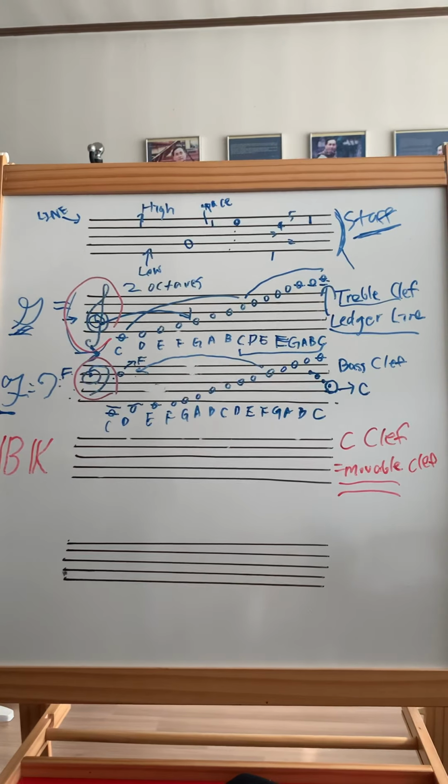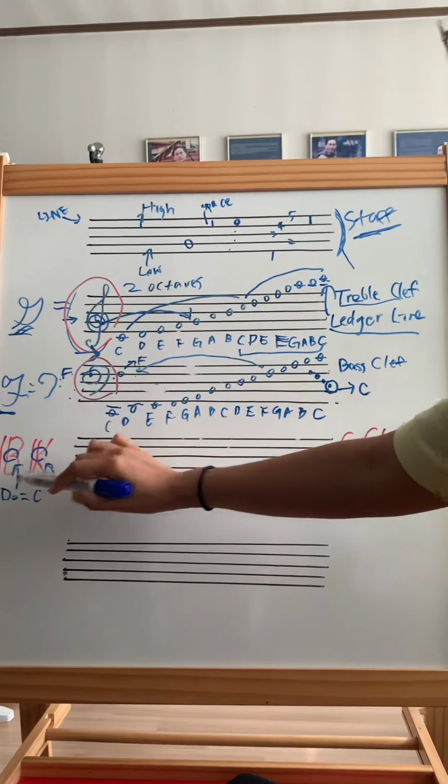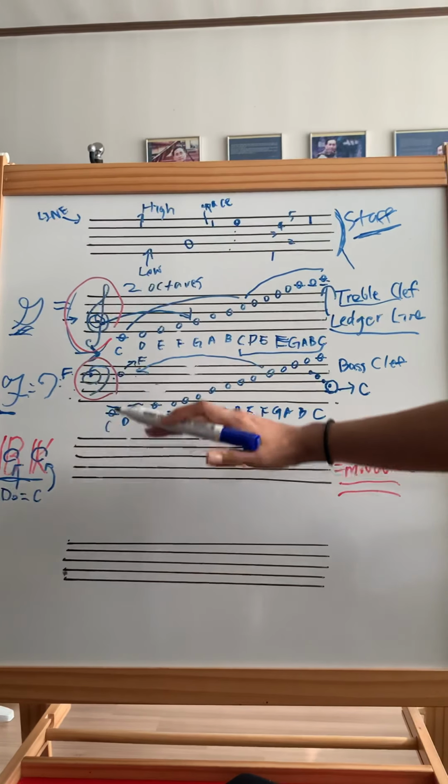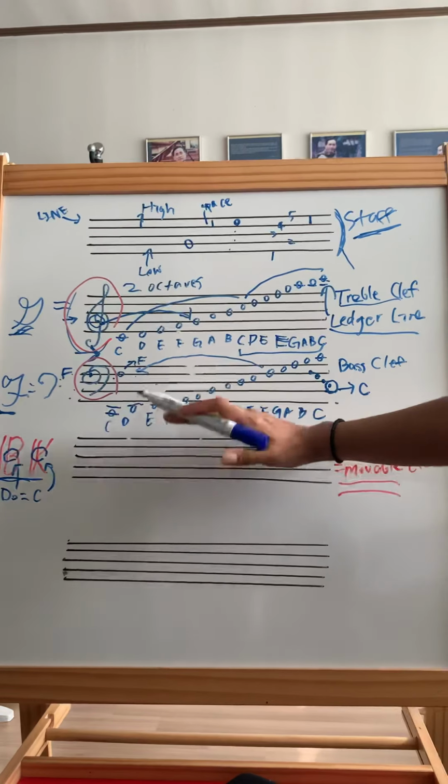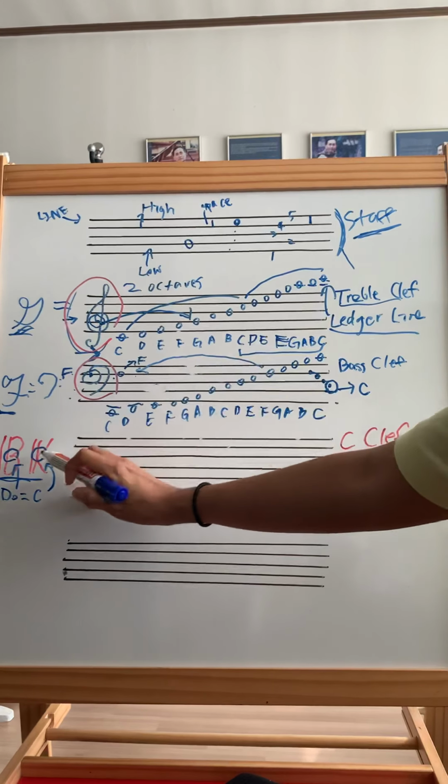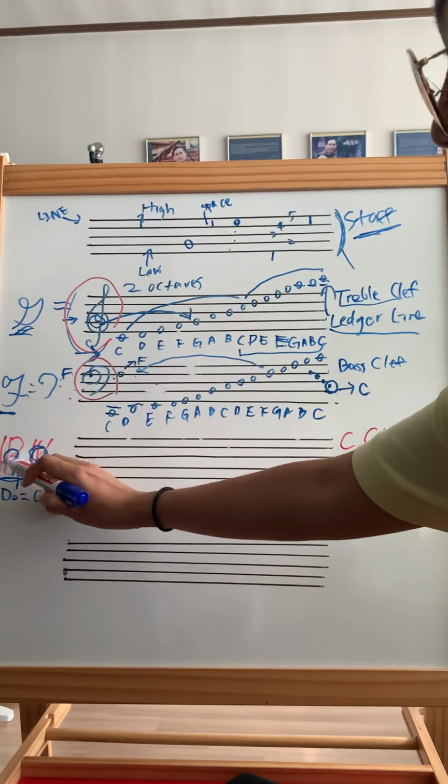And wherever the C clef is located, this middle point right here, where it's indented between two curved lines, is going to be C. Those spots. So wherever this clef is located on which line, that's wherever this indentation will be a note C.